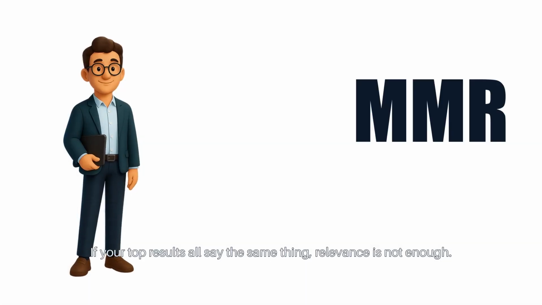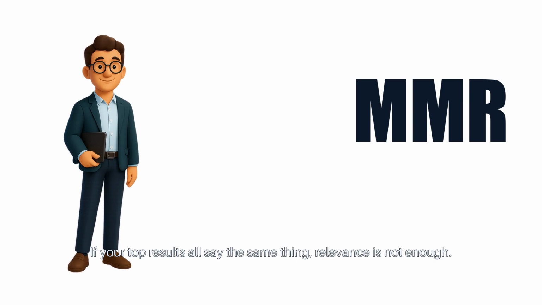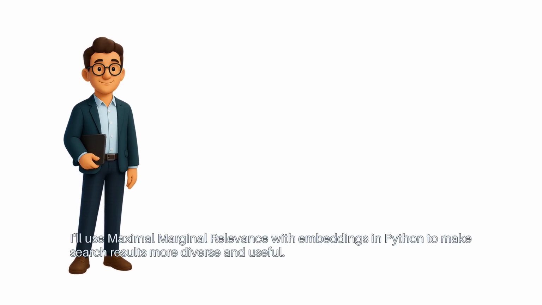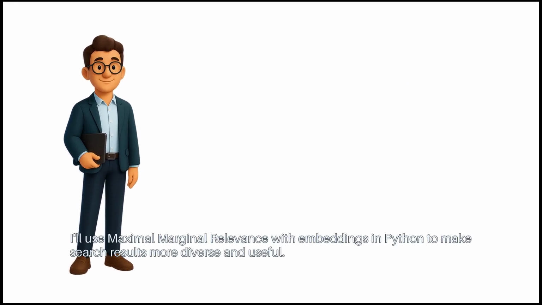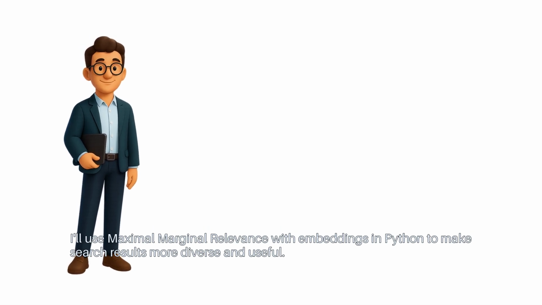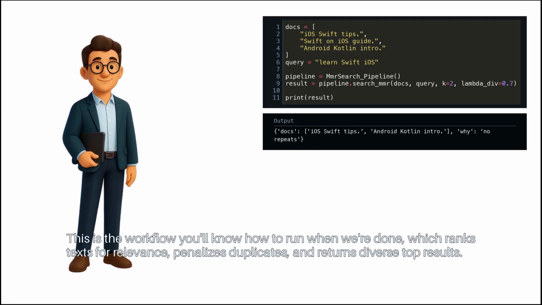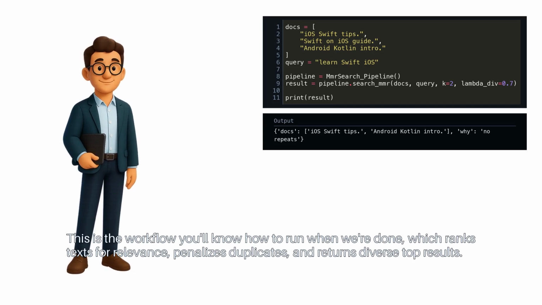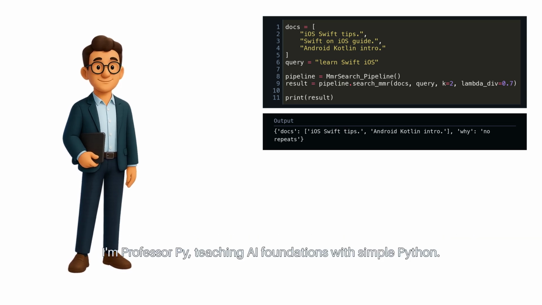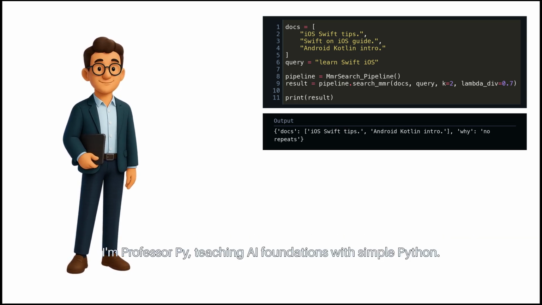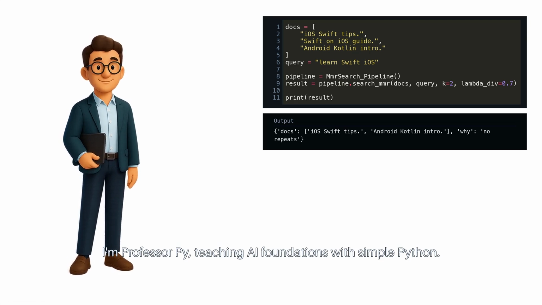If your top results all say the same thing, relevance is not enough. I'll use Maximal Marginal Relevance with embeddings in Python to make search results more diverse and useful. This is the workflow you'll know how to run when we're done, which ranks texts for relevance, penalizes duplicates, and returns diverse top results. I'm Professor Pi, teaching AI foundations with simple Python.